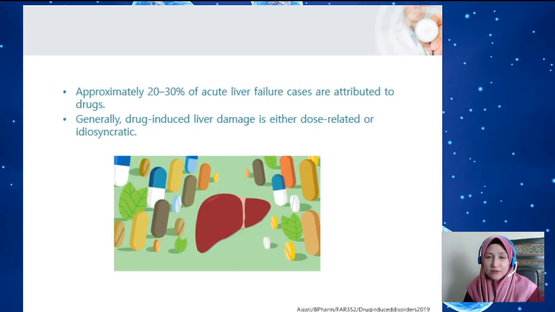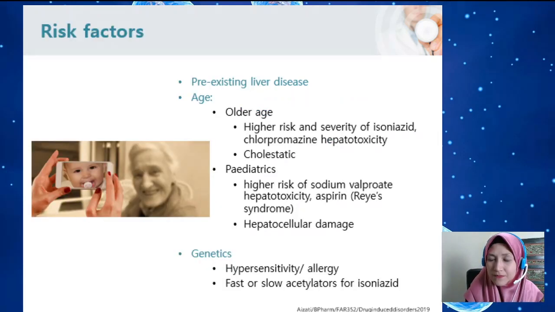So approximately 20 to 30% of acute liver injury are actually associated with the use of medication, and generally it can either be dose related or dose dependent, or it is idiosyncratic, which is not dose dependent.